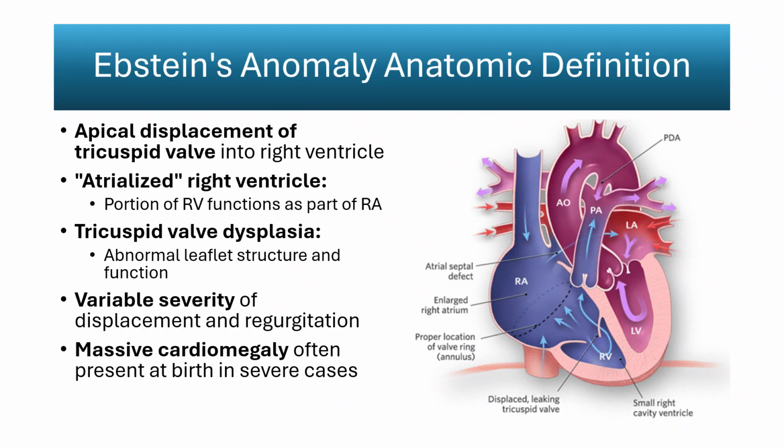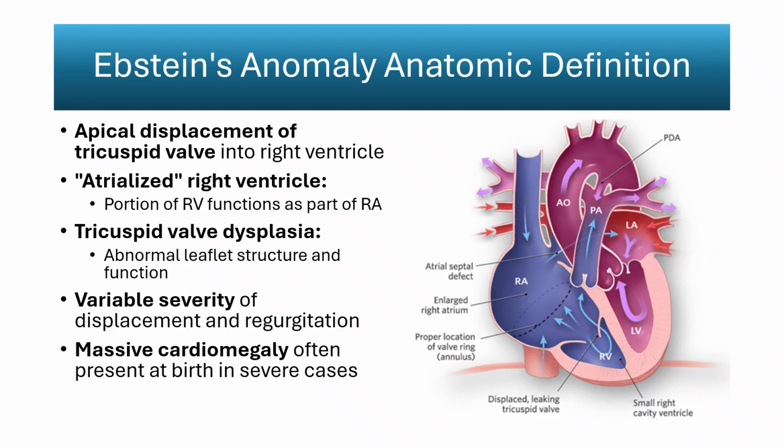Ebstein's anomaly is defined by failure of the tricuspid valve leaflets to delaminate from the right ventricular wall during development. The septal and posterior leaflets are displaced apically, tethered into the ventricle rather than inserting at the atrioventricular junction. This creates the hallmark finding of an atrialized portion of the right ventricle, which functions more like atrium than ventricle. The anterior leaflet is often redundant and sail-like, further contributing to valvar dysfunction or even right ventricular outflow obstruction.